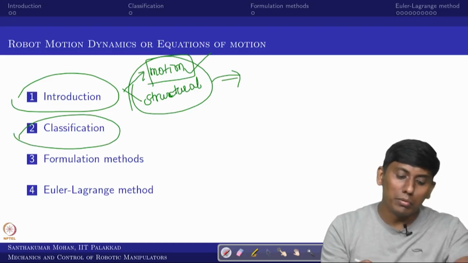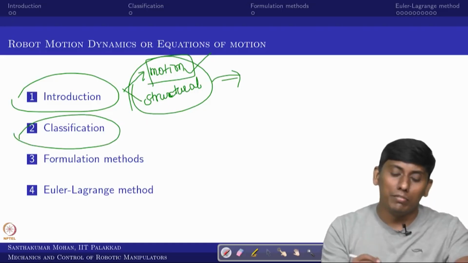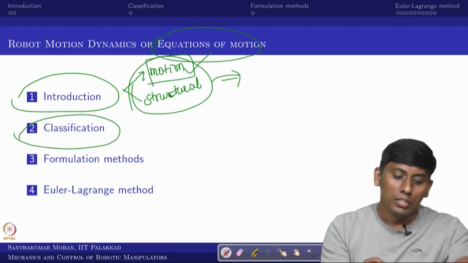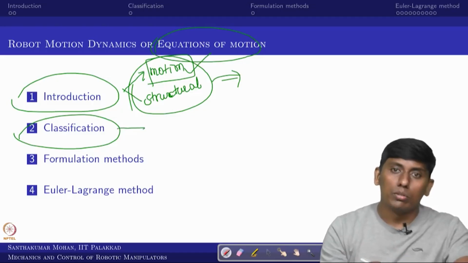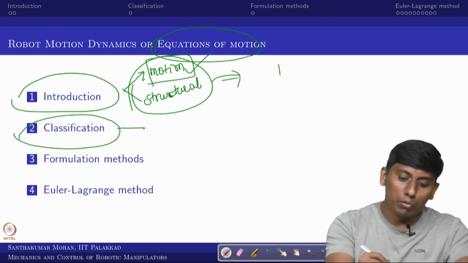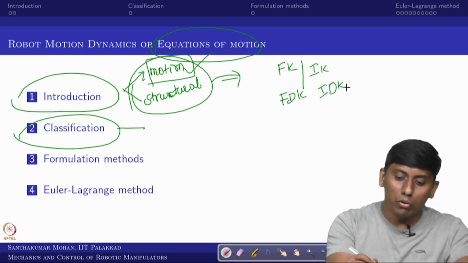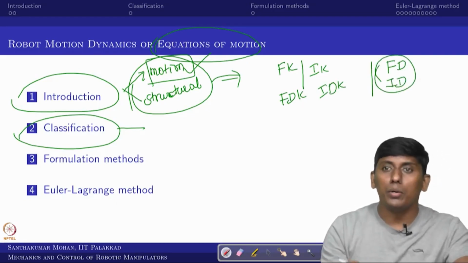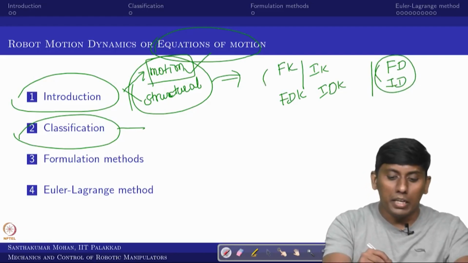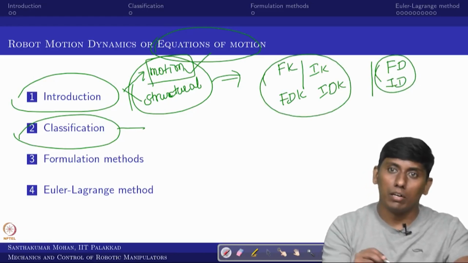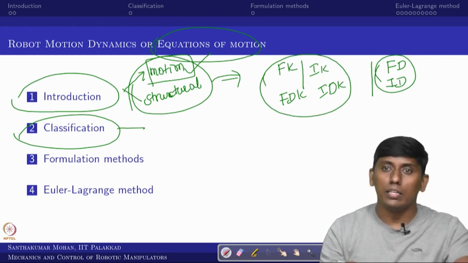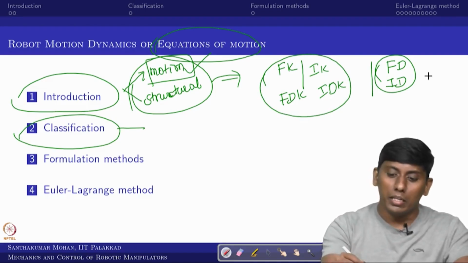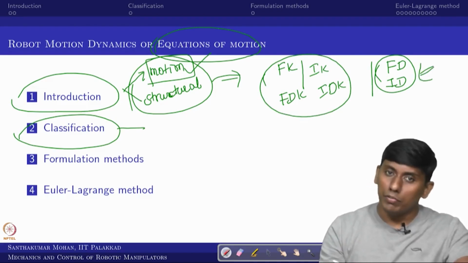Then this motion dynamics, which some people call the equation of motion, is further classified into two. Just as we had forward and inverse kinematic models, and then forward and inverse differential kinematic models, in the same way we will talk about forward dynamics and inverse dynamics, but the scenario is not the same. There, the mapping was between configuration space and operational space, but here the spaces are different, which we will see.